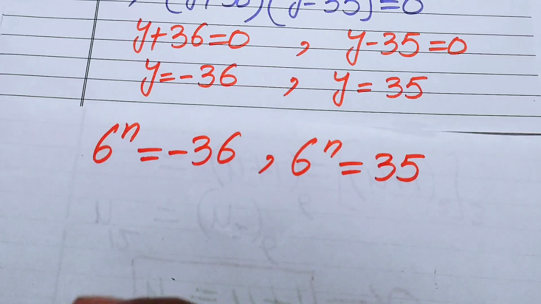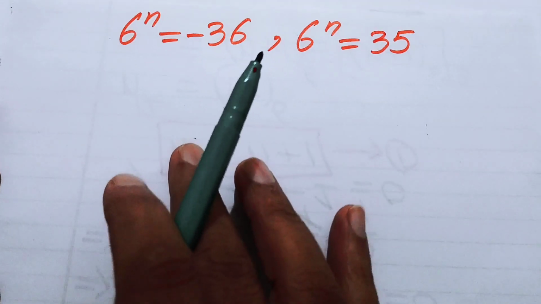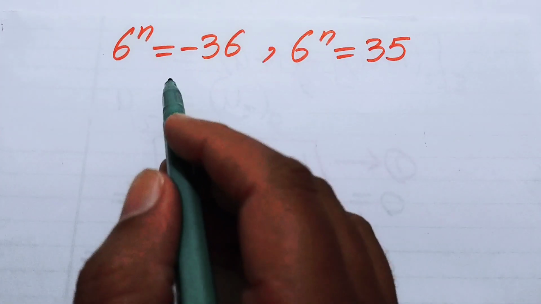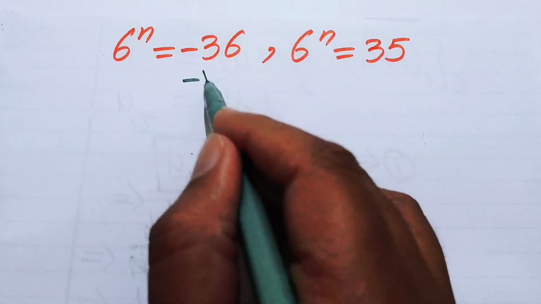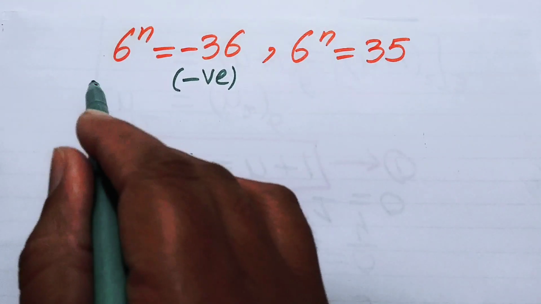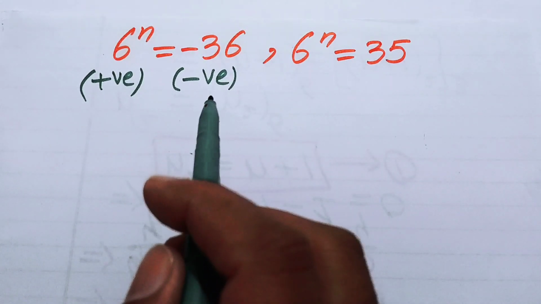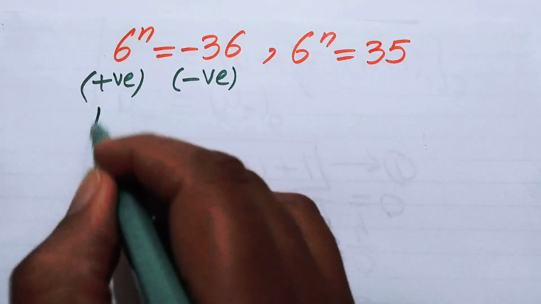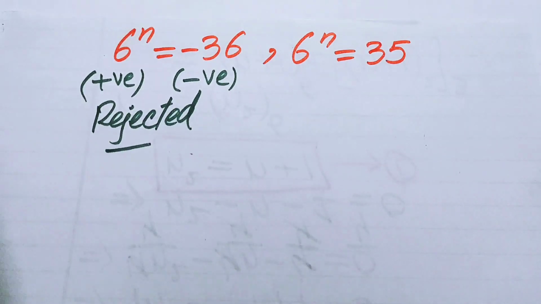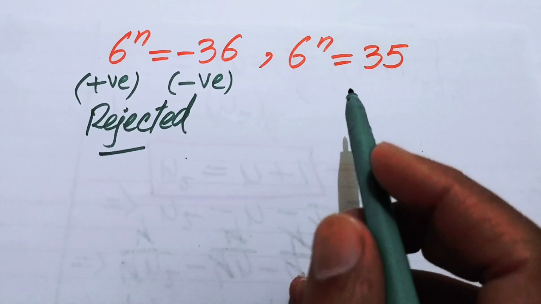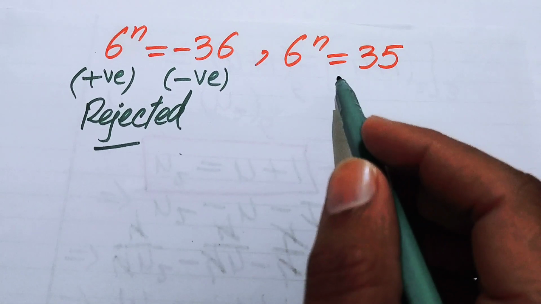First we discuss case number 1, where we have 6 to the power of n equals minus 36. In the left hand side we have an exponential function, and in the right hand side we have a negative value, and you know that an exponential function always gives a positive value, so it cannot be possible for an exponential function to equal a negative value. So we reject this case and proceed with the other case only. Now we can find the value of n from this case.